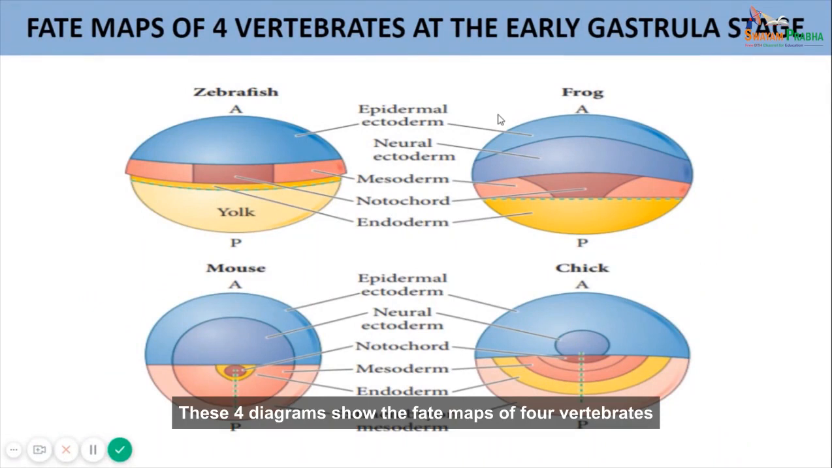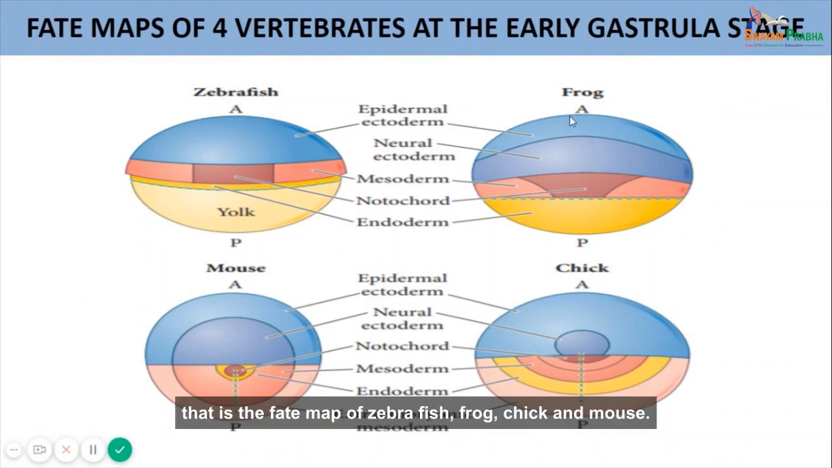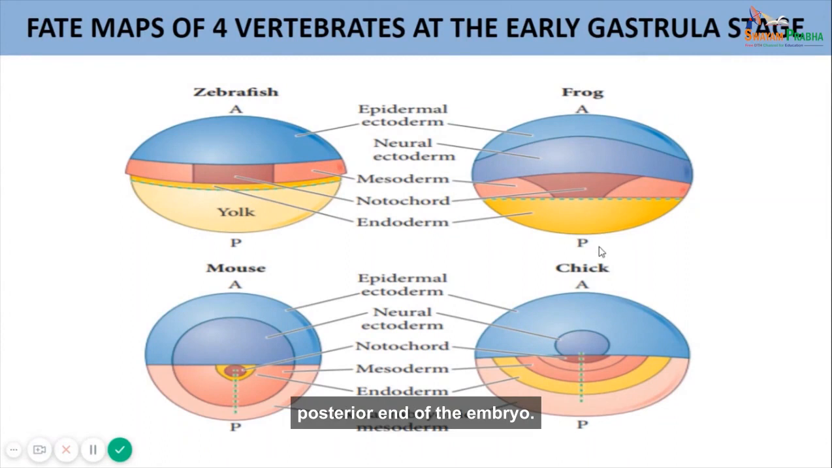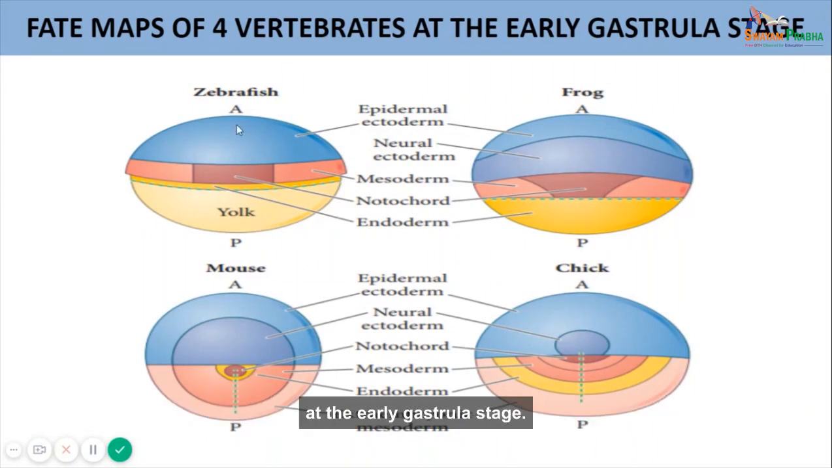These four diagrams show the fate maps of four vertebrates at the early gastrula stage, that is the fate map of zebrafish, frog, chick, and mouse. Here A represents the anterior end and P represents the posterior end of the embryo. All these are the dorsal surface views, and here we can see that despite the different appearance in the adult animals, the fate maps of these four vertebrates show a number of similarities at the early gastrula stage.